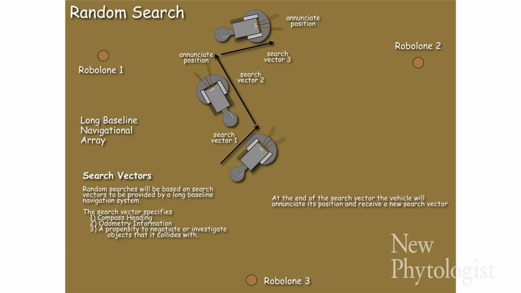And that consists of a compass heading, some odometry information, and a propensity to either negotiate obstacles or investigate them. So we would send this thing on a search vector, it would enunciate its position, it would be given a new vector, it would go off and search randomly. And this is really important on contoured bottoms, because if you try to do lawnmower search patterns, which is what almost all robots do nowadays, the minute you hit an obstacle, you're screwed up. You got to reset.